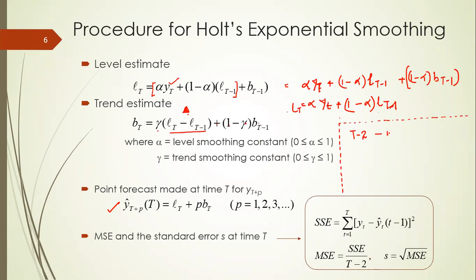Is it because we are trying to find out two estimates? One is level, one is trend. Absolutely. It's the level, right? One is the level, and then the other one is trend. So what happened because of estimating these two? We lost 2 degrees of freedom.